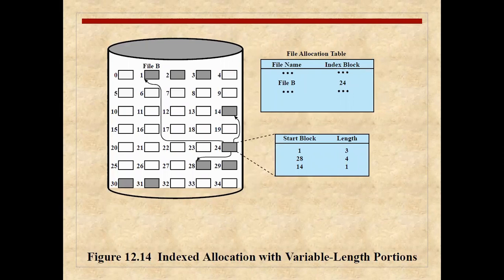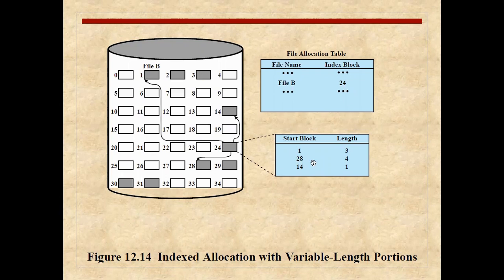Index allocation with variable length portions. File allocation, similar to that, index allocation: file and the index block. Now the index block is 24, as we mentioned here. This block will be having a kind of table, with length. You will be having the start blocks as well as the length. So your next data will be at 1, 28 and 14. When you are going to 1, its length is 3.